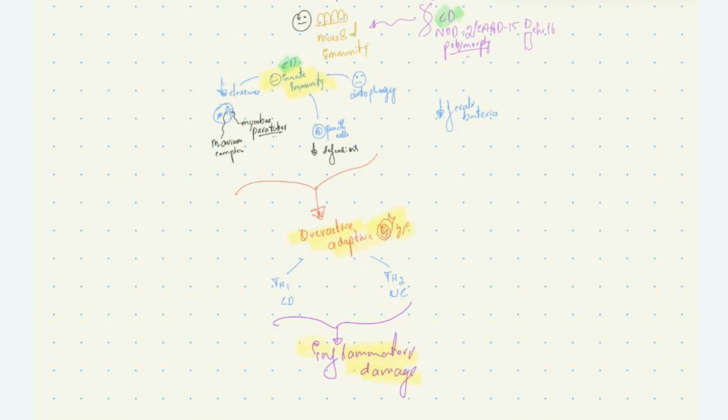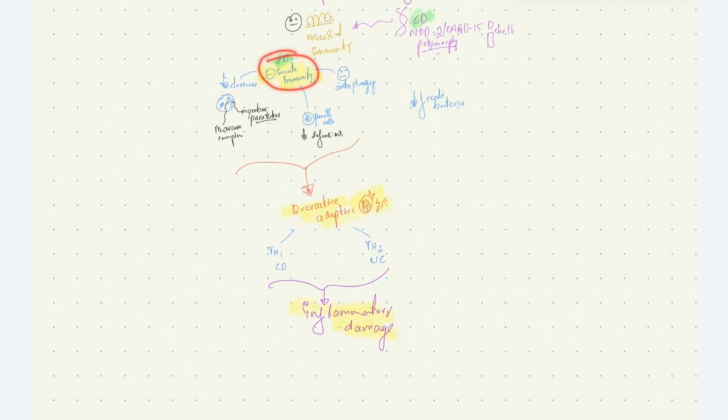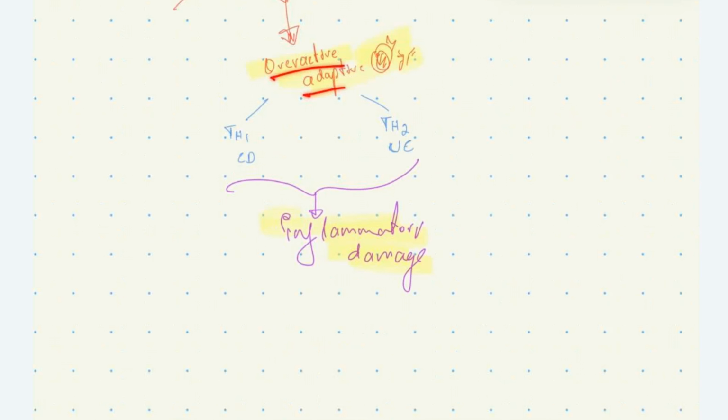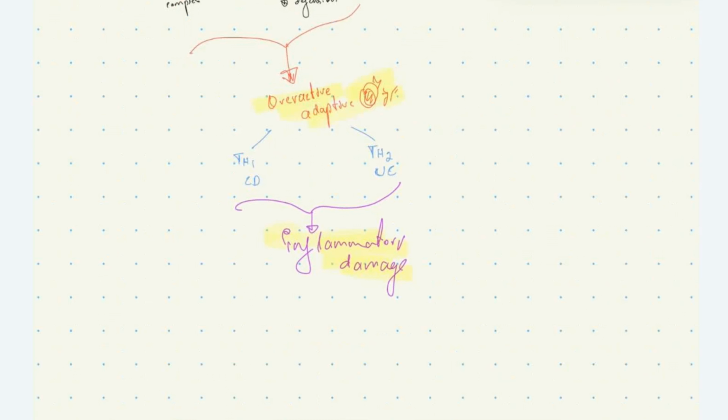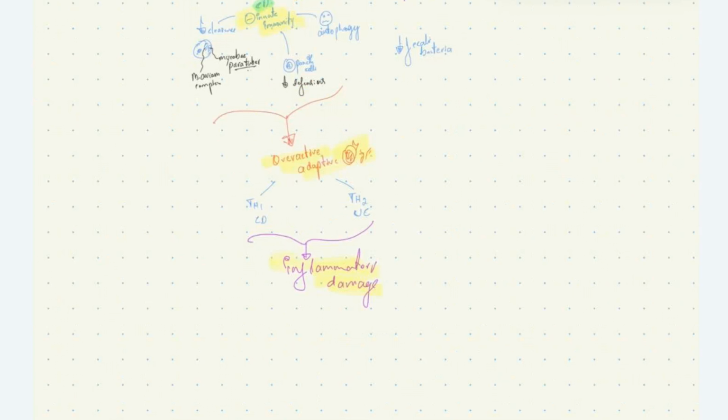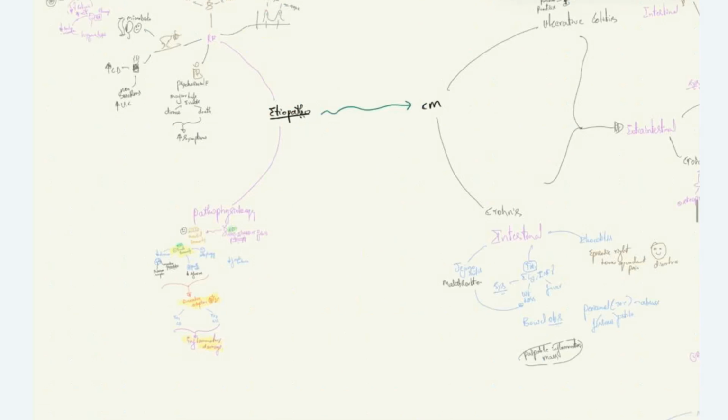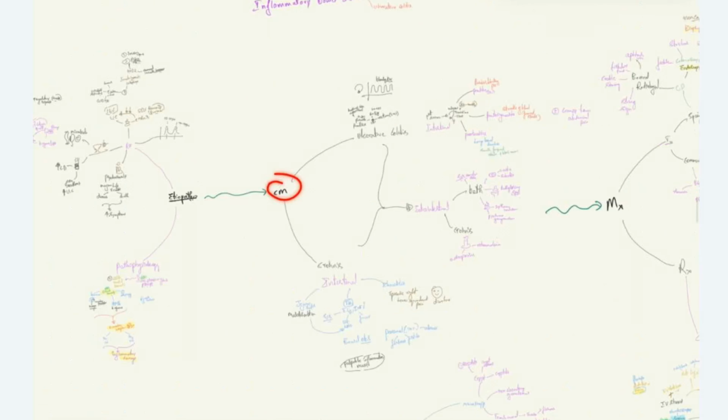Due to the impaired innate immunity, B cells and T cells get activated. So we have overactive adaptive immunity in inflammatory bowel disease, where type 1 helper cells are more activated in Crohn's disease, and type 2 helper cells are more activated in ulcerative colitis. Due to this activation, the overactive adaptive immunity causes inflammatory damage in the mucosa, leading to the clinical manifestations that we see in ulcerative colitis and Crohn's disease.